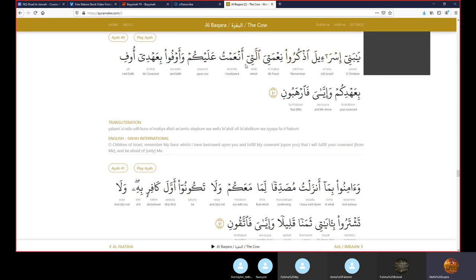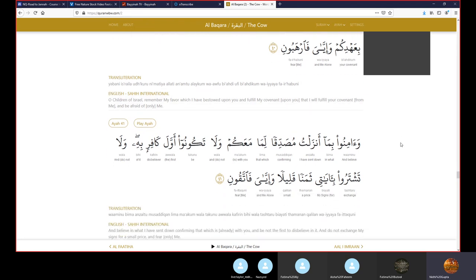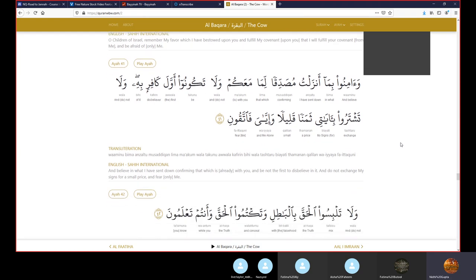So if we look at this ayah, what it means is, O children of Israel, remember my favor which I have bestowed upon you, and fulfill my covenant, that I will fulfill your covenant from me, and be afraid of only me. We'll cover a little more detail, inshallah, in a little bit.